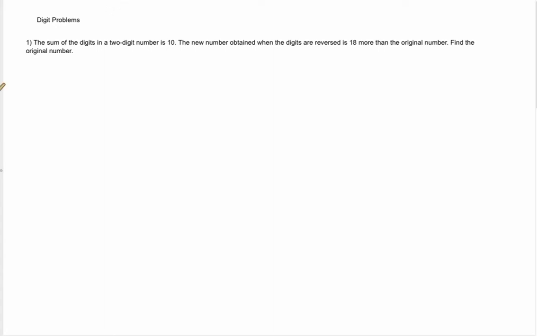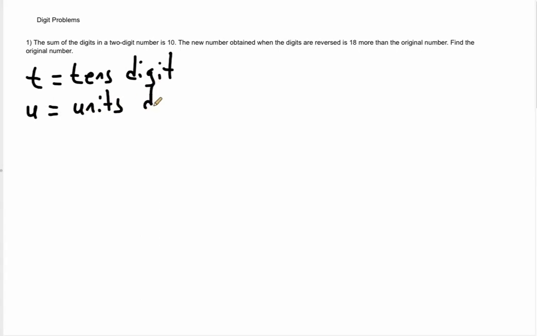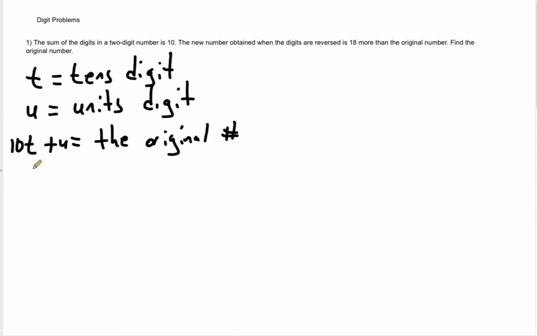declarations here. So first we're going to go with t equals the tens digit, u equals the units digit. Then we need 10t plus u for the original number. And finally, we need 10u plus t for the number with reversed digits.